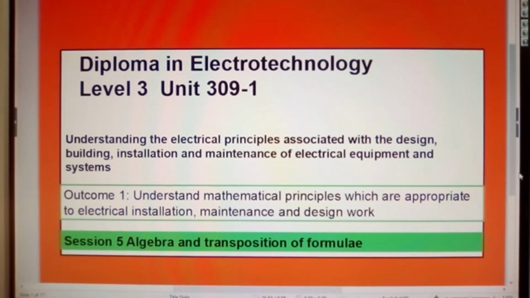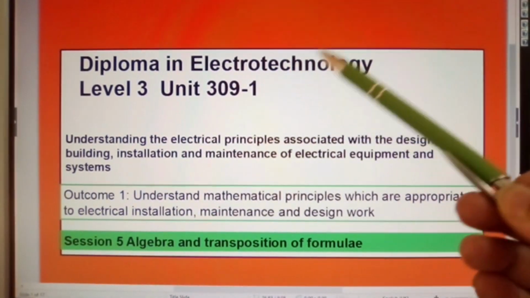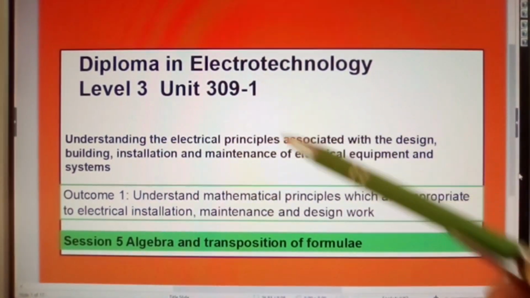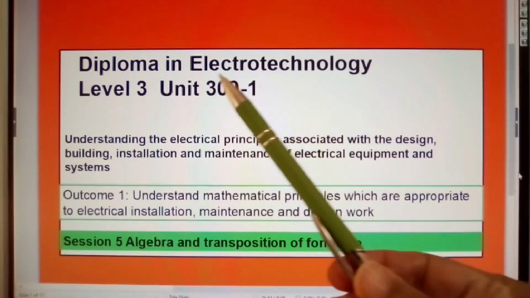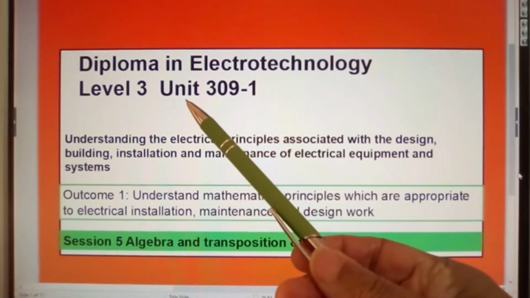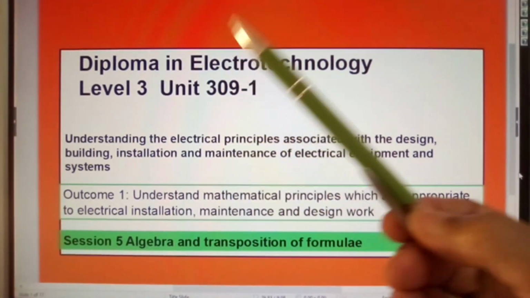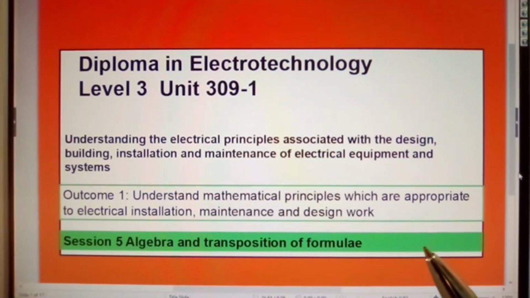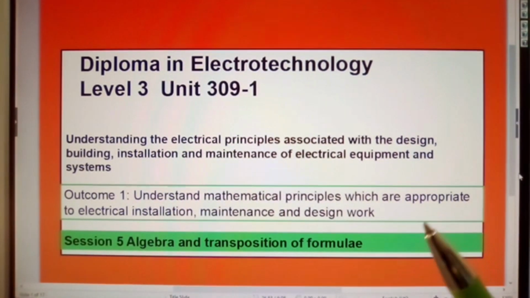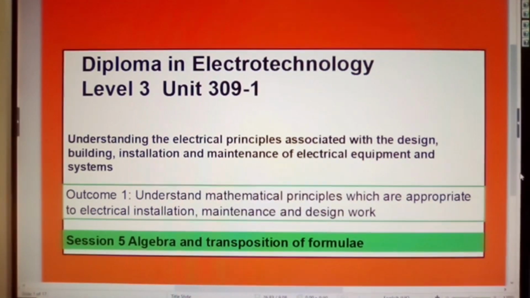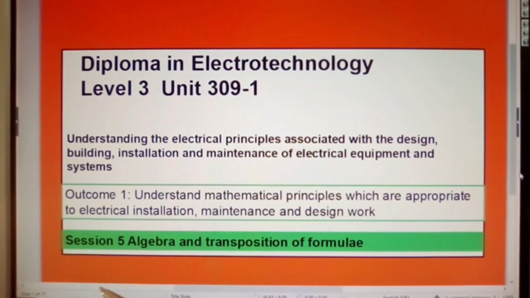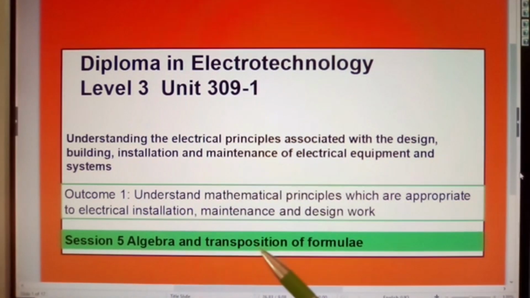What I want to continue with is Diploma in Electrotechnology, Level 3, Unit 3091. Be aware that as time goes on, these units could have changed, but the technical information is still relevant and does not change. Now, we're going to look at Session 5, Algebra and Transposition of Formulae.